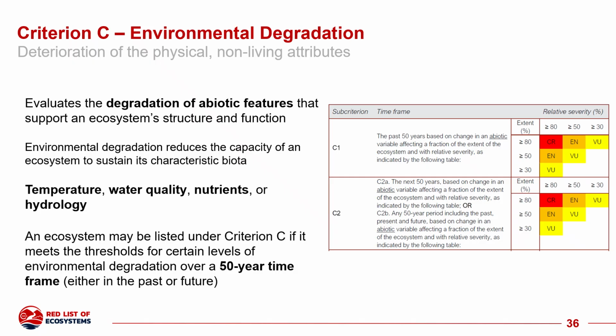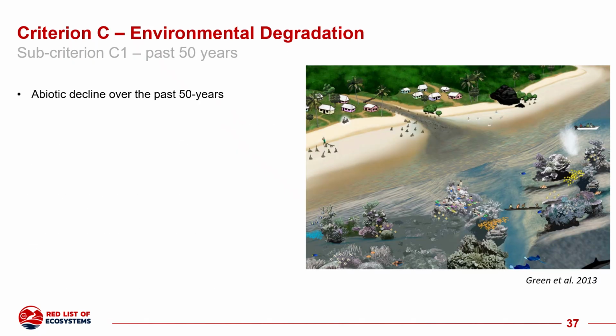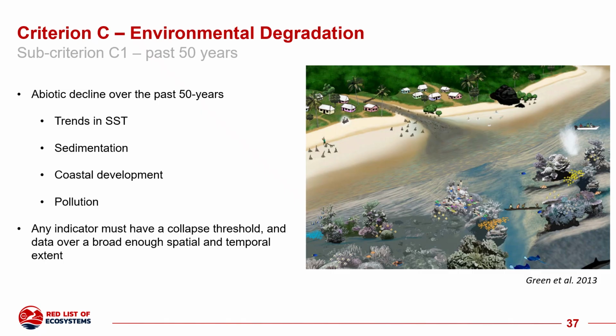Regions can explore abiotic decline over the past 50 years as part of Sub-criterion C1. The RLE code repository will include functionality to analyse trends in SST over the past 50 years, but regions can also assess other threats such as sedimentation, coastal development, or pollution. But remember, for any indicator, you must be able to define a collapse threshold and have data over a broad enough spatial and temporal extent in the region.